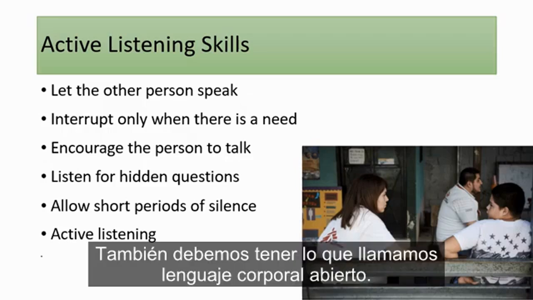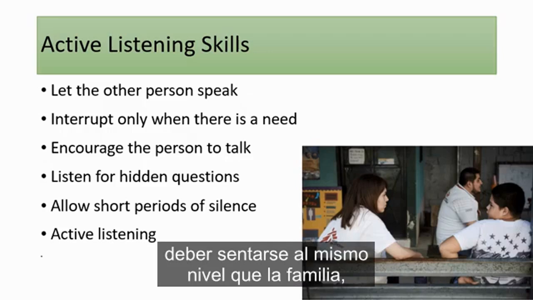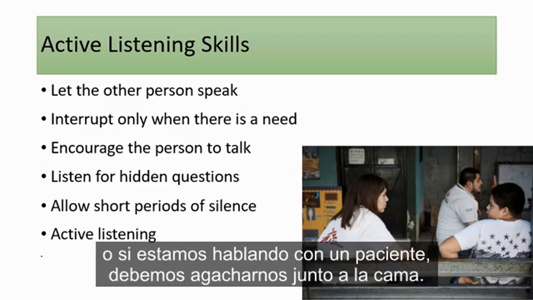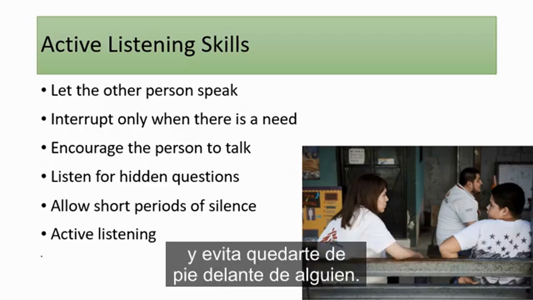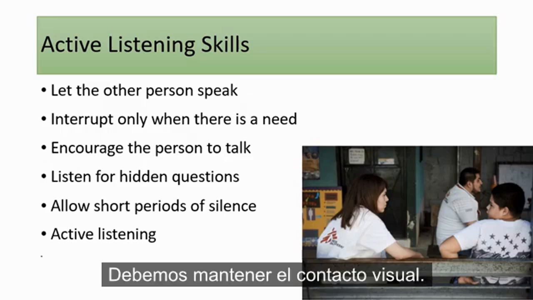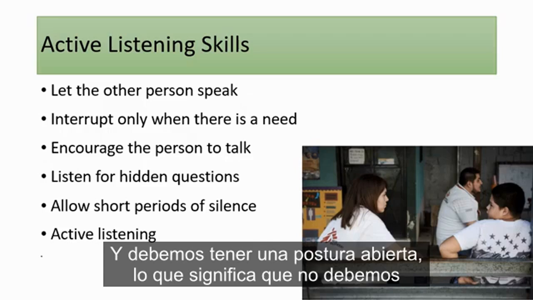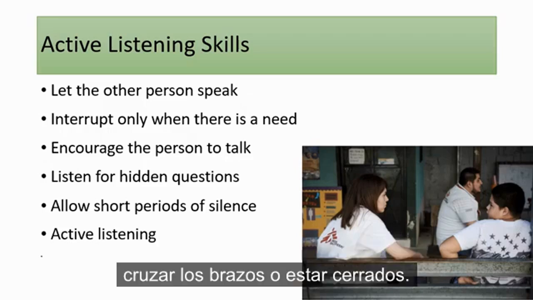We should also have what we call open body language. So we should sit at the same level as the family, or if we're talking to a patient, we should crouch down by the bedside and avoid standing over somebody. We should maintain eye contact. Our facial expression should be appropriate for the discussion. And we should have an open posture, meaning that we should not cross our arms or be closed.